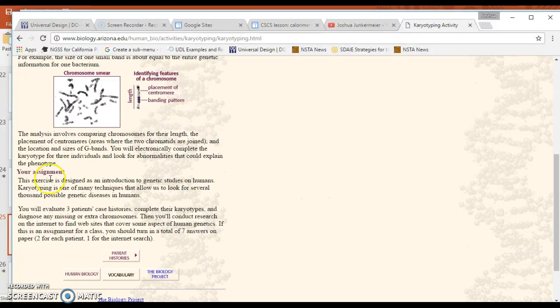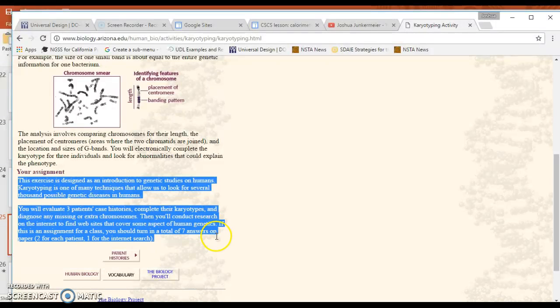Right here is your assignment. It says, this exercise is designed as an introduction to genetic studies on humans. And again, it says karyotyping is one of the many techniques that allows us to look for several thousand possible genetic diseases in humans. It says you will evaluate 3 patients' case histories. So you'll learn about the patients. It says you'll complete their karyotypes and diagnose any missing or extra chromosomes. Once you identify which chromosomes they're missing or which they have extra copies of, you'll then conduct research on the internet to find websites that cover some aspects of human genetics.